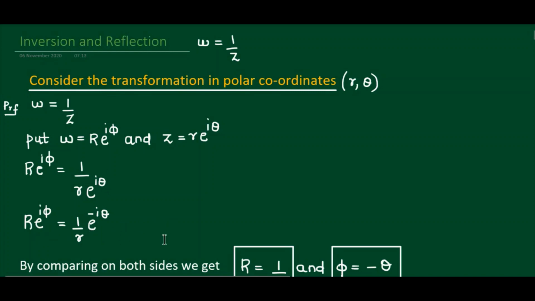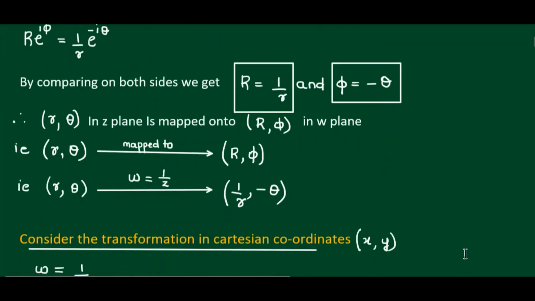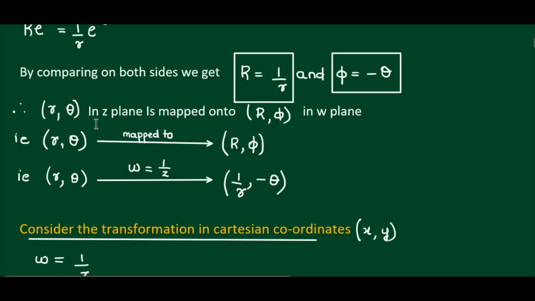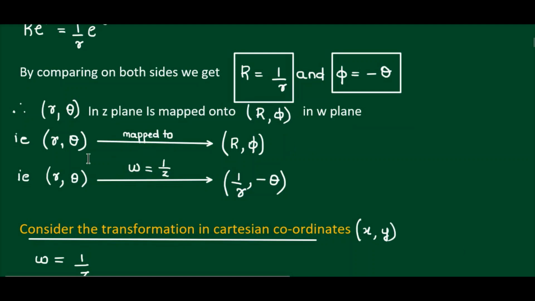Now you can compare both sides of this equation. After comparing, you will get capital R is 1 by r and phi is minus theta. That is, (r, theta) in the Z plane is mapped onto (capital R, phi) in the W plane. You can also write in this manner, (r, theta) is mapped to (capital R, phi). But what is capital R? It is 1 by r and phi is nothing but minus theta under this transformation.